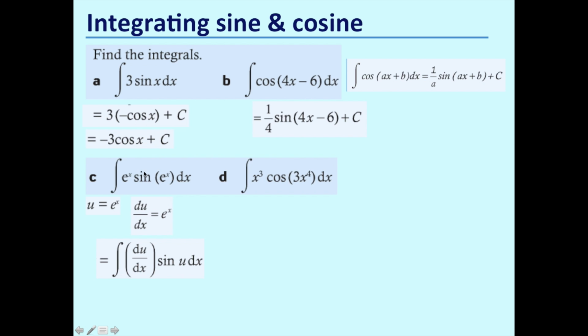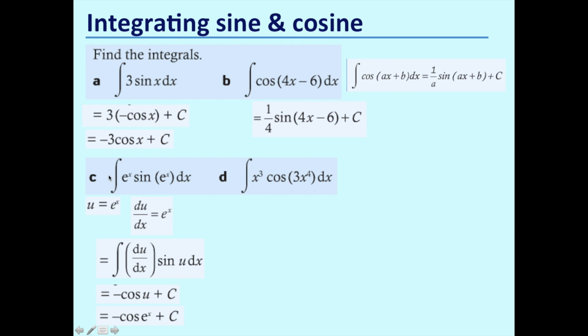So I can rewrite this as e to the x, we've said, is du by dx, multiplied by sine of u, because we've said this is u. So the dx and dx will cancel out, so I'll be left with the integral of sine u du, and we know from what we've just seen that the integral of sine u would be negative cos u plus c, and then we're just going to substitute back in for u, so that we end up with negative cos(e to the x) plus c.